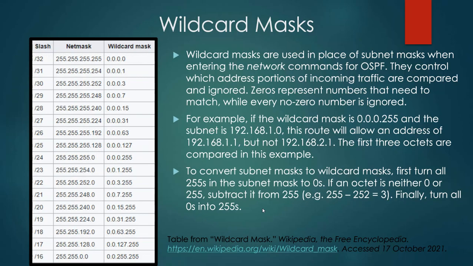Now, you'll need to learn how to convert subnet masks to wildcards. To do this, you need to first turn all 255s in the subnet mask you're given to zeros. If an octet is neither 0 nor 255, subtract it from 255. So, for example, if you were given a /30 address, you have 255.255.255.252, you would subtract the 252, the interesting octet, from 255, and you get 3. So finally, you would turn the remaining zeros in your subnet mask into 255s.